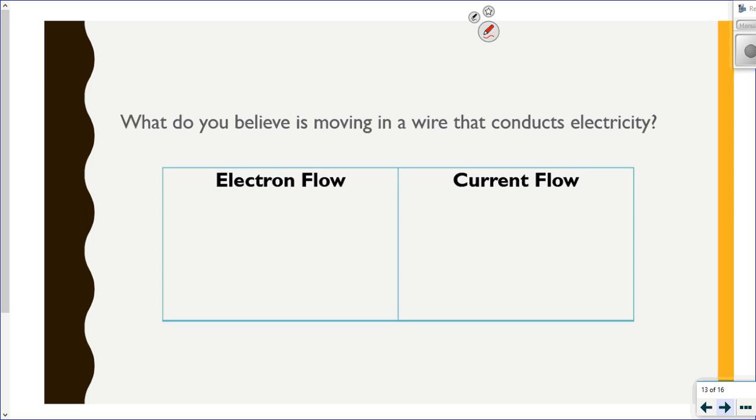So first, we just need to take a second to stop and think, what do you believe is moving in a wire that conducts electricity? Well, probably, based on the last unit that we did, electrostatics, and what you know about moving charges, you should answer this and say, hey, the electrons are the things that are moving. That's what's mobile within the wire, creating a current. Well, this is interesting because electrons are actually going to be going the opposite direction that we've defined current, because current is the flow of positive charges.